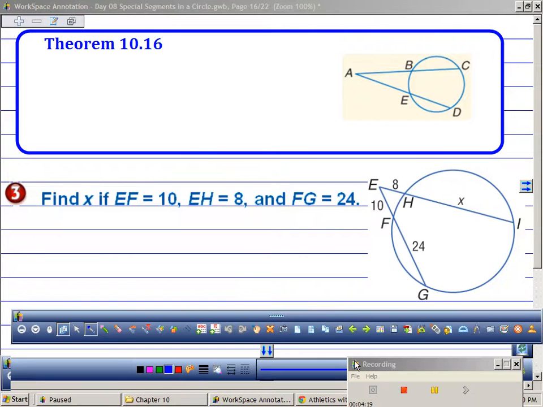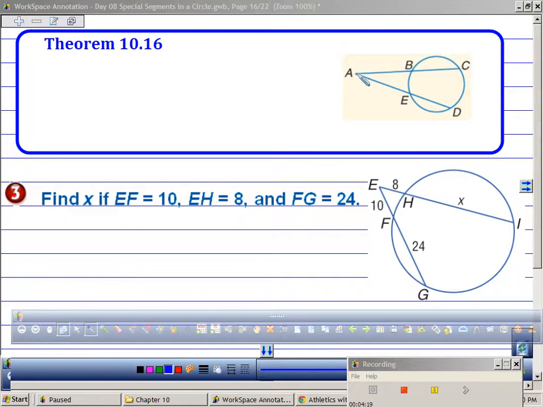Okay, so let's talk about the second theorem. Theorem 10.16 says that if we have a point outside of the circle, so basically we've got two secants intersecting on the outside of the circle, then, here I'll read the normal definition to you. If two secant segments are drawn to a circle from an exterior point, then the product of the measures of one secant segment and its external secant segment is equal to the product of the measures of the other secant segment and its external secant segment. It's a lot of secant segments, right?